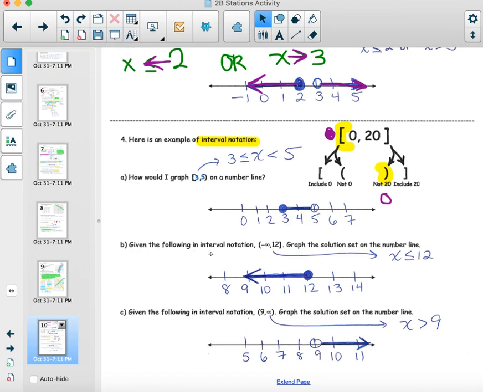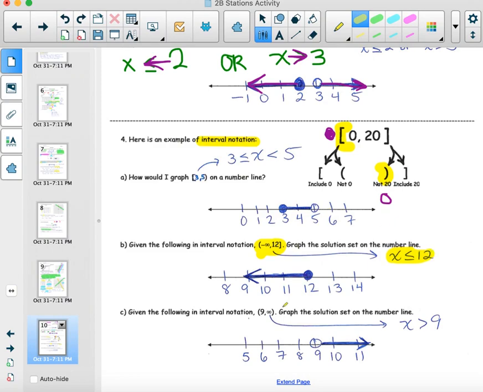Okay, let's look over here. Given the following in interval notation, I'm going from negative infinity to 12, and I'm including 12. So 12 is going to get the closed circle. And check this out. We're looking to go from negative infinity to 12. Well, that's going to be every single number that's less than or equal to 12. Right? I can go 12, 11, 10, 9, 8, 7, 6, 5, 4, 3, 2, 1, negative 1, negative 2, negative 3, negative 4, negative 5, negative 6, etc., all the way to negative infinity. These are equivalents. Okay? All right, I'm just going to highlight that here for you. This is equivalent to this.